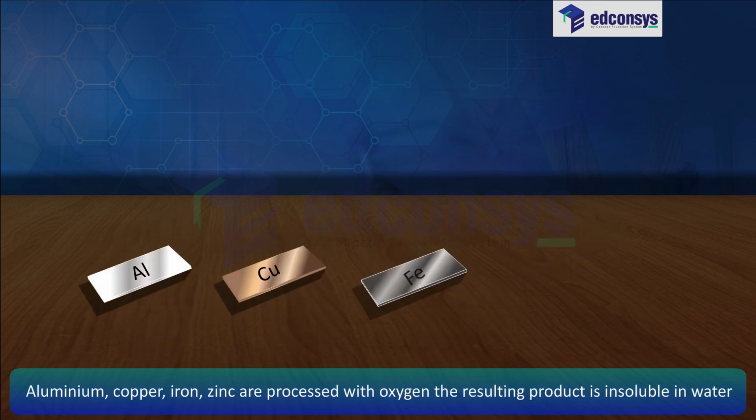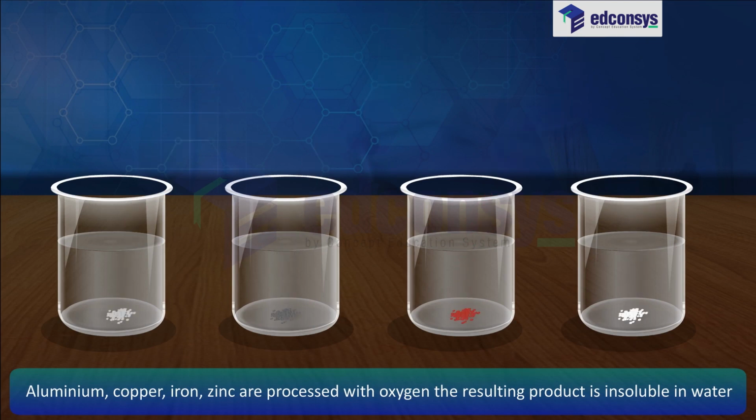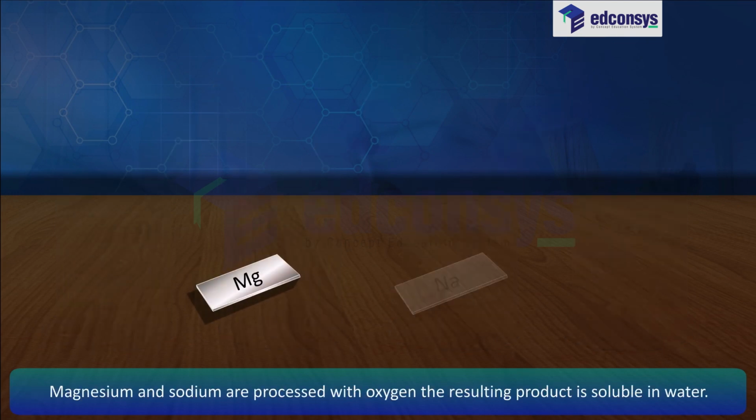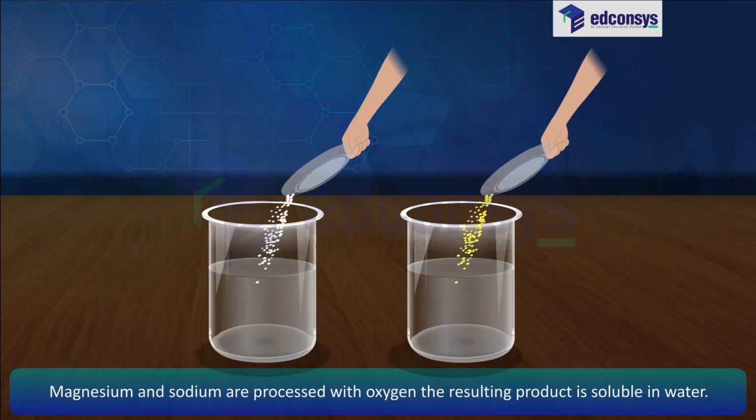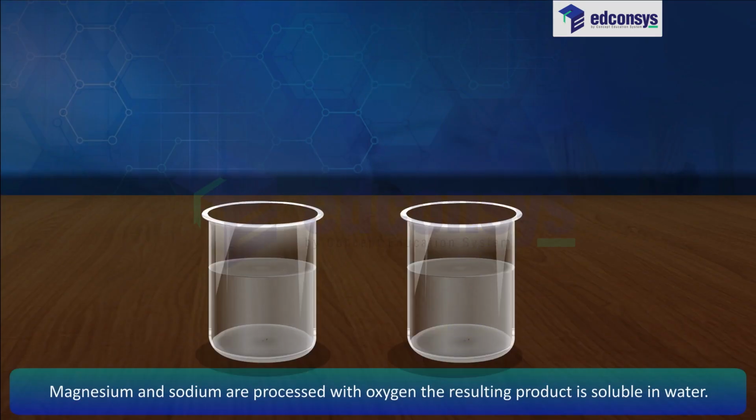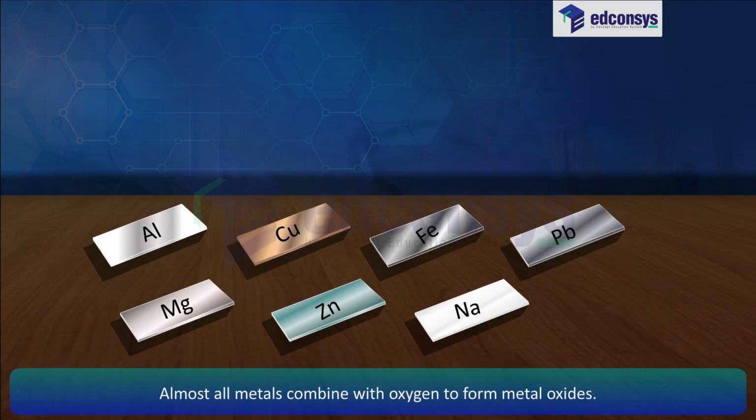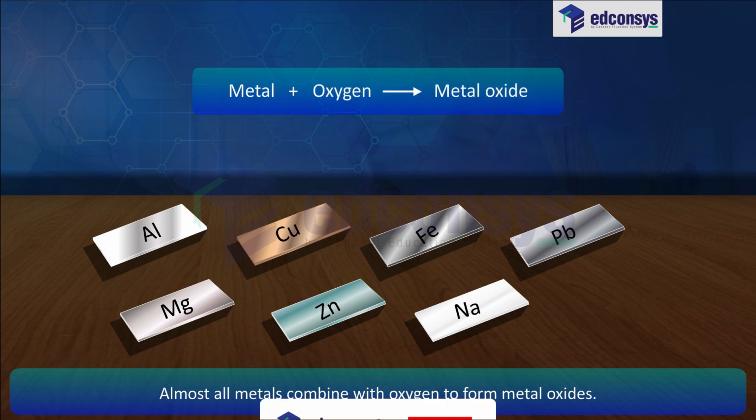Aluminum, copper, iron and zinc react with oxygen. The resulting product is insoluble in water. Magnesium and sodium react with oxygen. The resulting product is soluble in water. Almost all metals combine with oxygen to form metal oxides. Metal plus oxygen gives metal oxide.